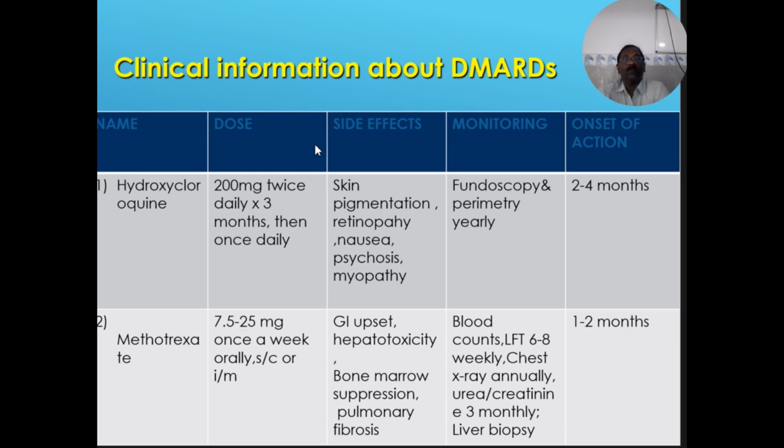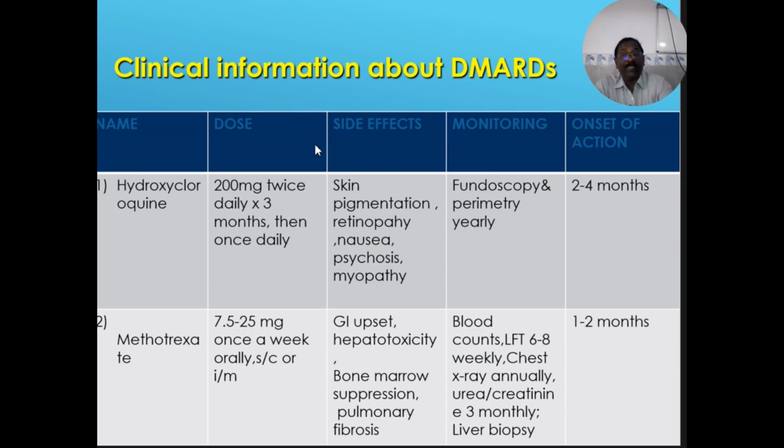Hydroxychloroquine is available as 200 milligrams, 300 milligrams, 400 milligrams, maybe twice a day, sometimes thrice a day for 3 months, then once daily. Usually we don't use 200 milligrams twice daily for 3 months and then once daily. Straight away you can use twice daily for most of our patients. Then we will go for 400 milligrams OD. If compliance is poor, instead of 200 milligrams BD, you can go up to 400 milligrams OD also.